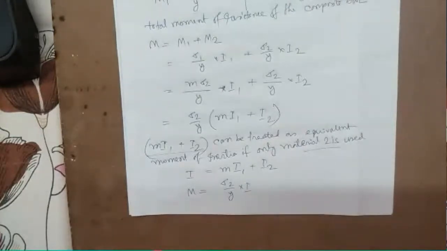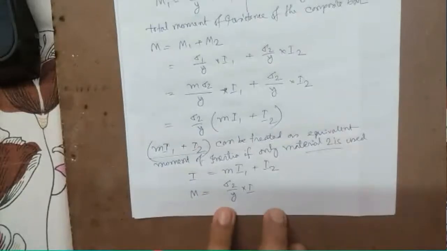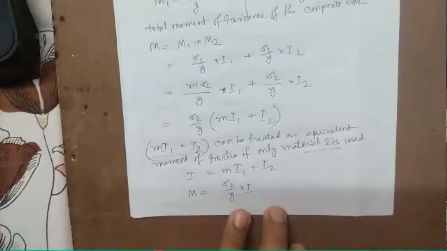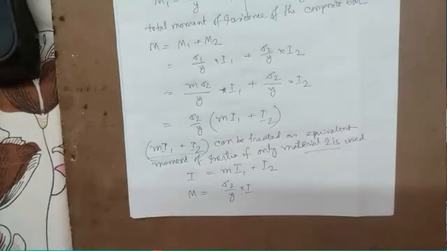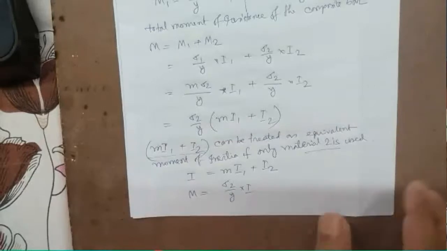Now as we can understand from here, this can be done by multiplying the dimensions of material 1 in the direction parallel to the neutral axis by m. We will discuss it with a problem. Okay, we will go for a quick problem solving session on a similar problem.